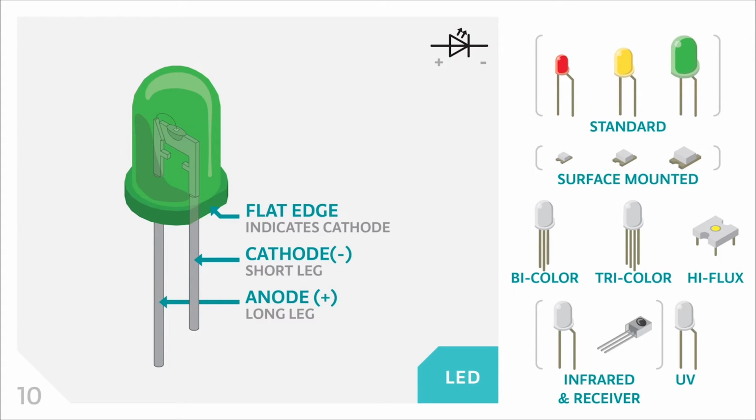So as I mentioned, there are different types of LEDs. We have onboard surface-mounted LEDs, like the LED that we just blinked now on the board. There are bicolor ones and tricolor ones that allow you to mix them into different colors. And there are infrared LEDs and high flux LEDs that are very good at saving power, for instance.